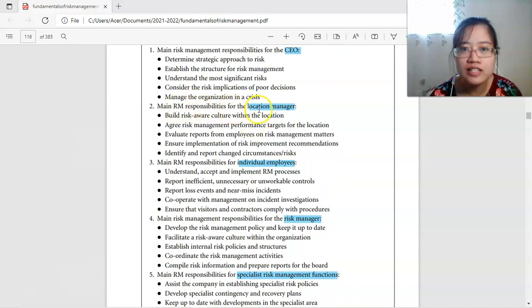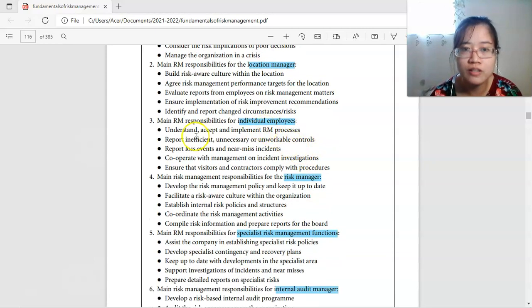Okay? And then, main responsibilities ng location manager, build risk-aware culture within the location, parang business premises. Agree risk management performance targets for the location, and merong performance targets. Evaluate reports from employees on risk management matters, ensure implementation of risk improvement recommendations, identify and report changed circumstances or risk. Tapos yung mga individual employees naman, understand, accept, and implement risk management processes. This is going to be easy kapag embedded na sa actual processes or procedures talaga yung risk management controls. Okay? Report inefficient, unnecessary, or unworkable controls. Since sila yung nasa baba, sila yung mismo nag-execute ng process. If they have suggestions that would improve yung kanilang ginagawa, edi why not, diba? So they have to make reports on that. Let the managers know, let the people at the top know, okay, so that they can make the decisions.